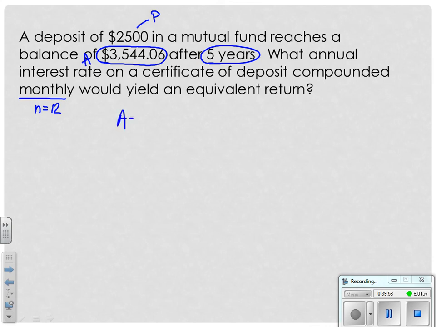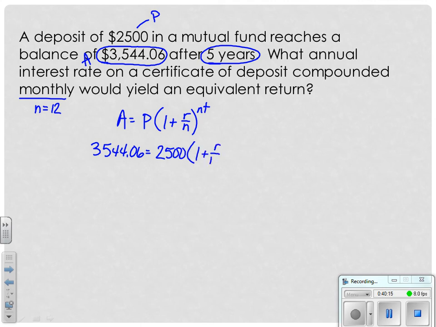Our formula is this. We have our amount. We have our principal. We do not have our rate, but we do have N and we do have T.